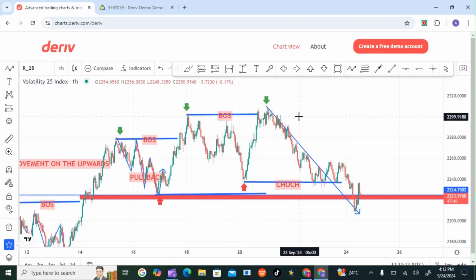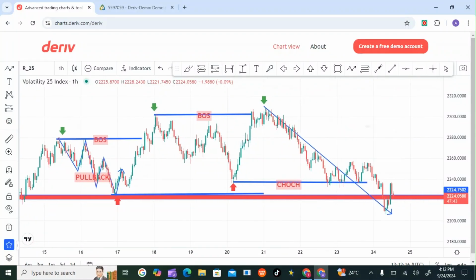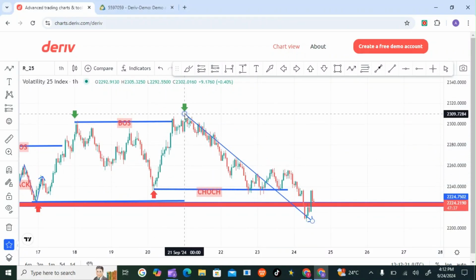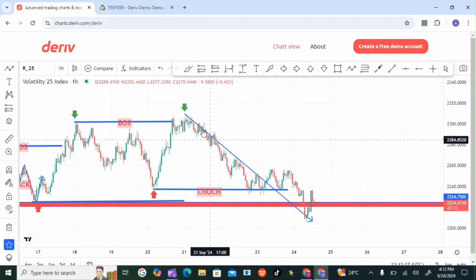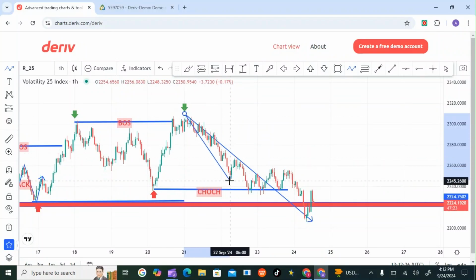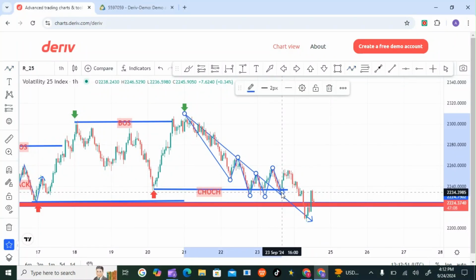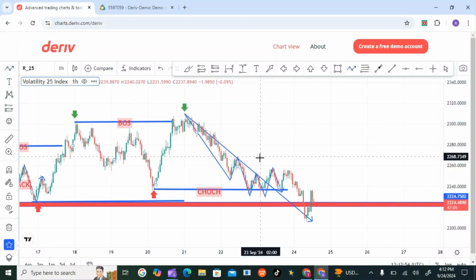Now we come to where it came to break the structure. We can identify that on this 1 hour, it went for a higher high, and then massively started creating a lower low, higher low, lower low. So we can see the market is creating a high, lower low, higher low. Lower low, higher low. Lower low. You can see that's how the market is behaving currently.